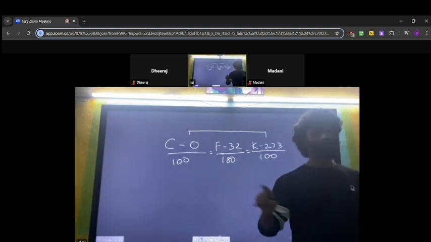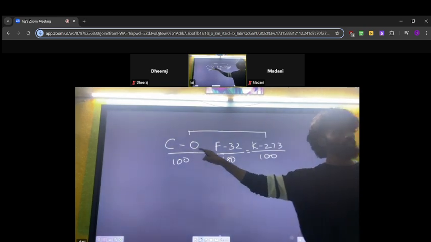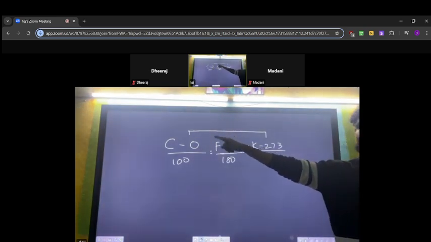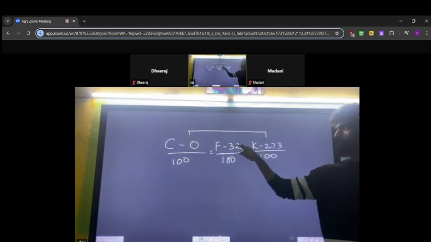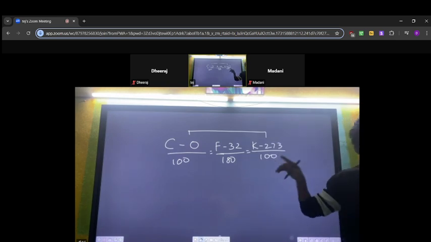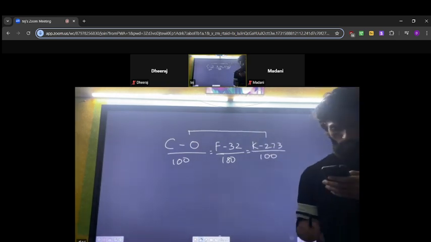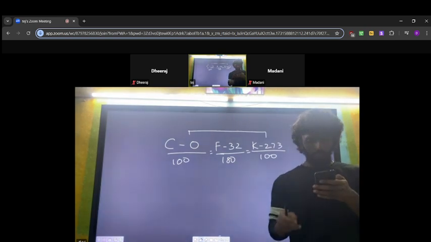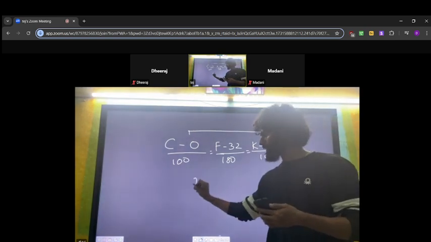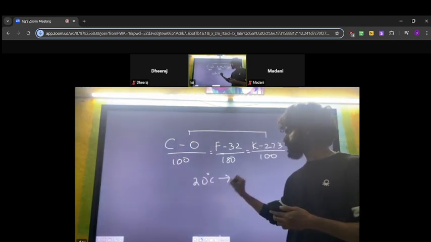It is C, but if you ignore this 0, you won't understand this concept. That's right, 0 is the lower temperature. So what about 32? Lower temperature. So the lower limits will help you on this. First question based on it. Convert 20 degrees Celsius to Fahrenheit.